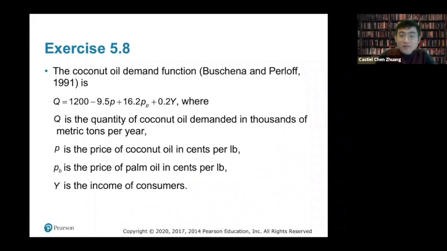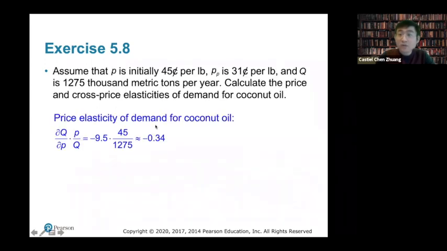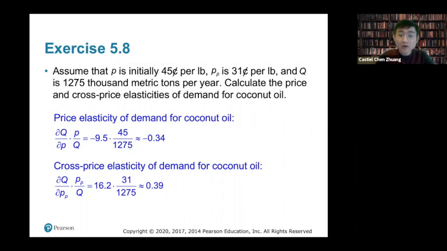So the Q is the quantity of coconut oil, and PB is the price of palm oil. So you are interested in how quantity demanded for coconut oil will respond to the price of the palm oil, so that you now calculate this cross-price elasticity to see how quantity demanded of one good responds to the price of the other good. And then we have the expression for Q, right? It's also a function of PB, and then you get 16.2. So they're substitutes because the coefficient is positive. And then you plug in the values of PB and Q to get the elasticity.